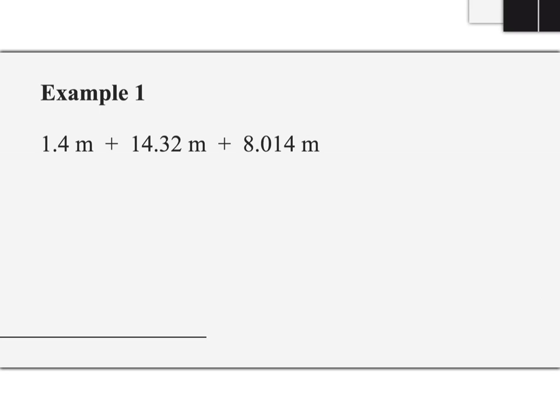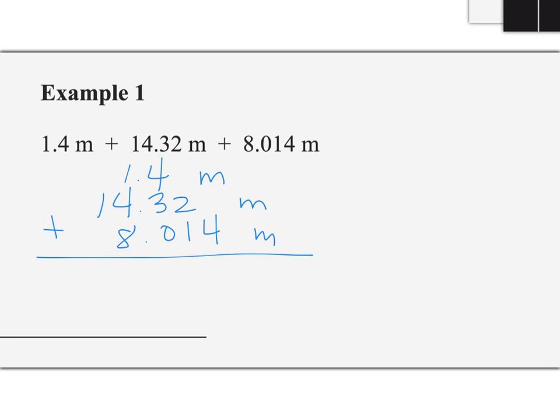So example number 1, we've got 1.4 meters plus 14.32 meters plus 8.014 meters. Now when we're adding and subtracting with significant figures, it's helpful to line up the numbers by decimal. So we'll rewrite this as 1.4 meters plus 14.32 meters plus 8.014 meters, and we're adding these up. We want to line up the decimal because the rule is the least number of decimals to the right of the decimal, or the leftmost uncertain digit.